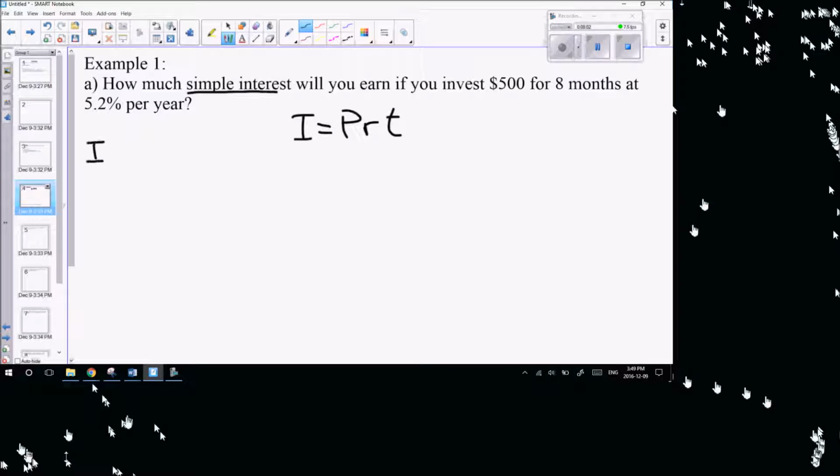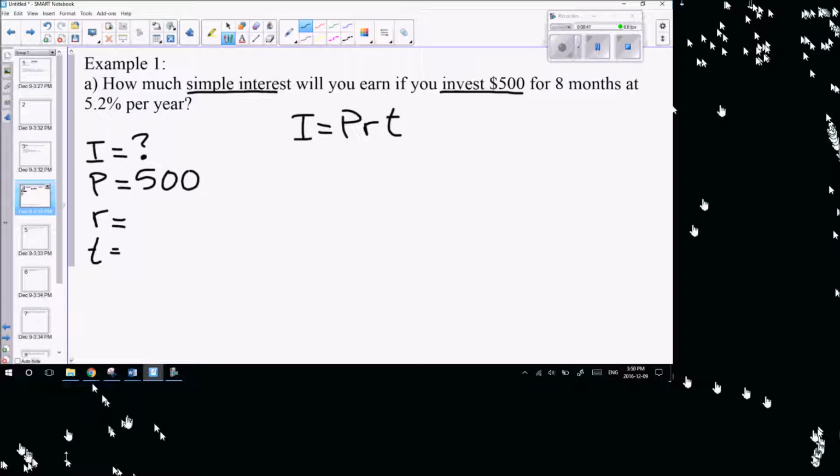So let's list out our variables as to what's given and what's unknown. So we know what we're trying to solve for and what pieces of information they give us. So it's asking us how much simple interest will you earn. That's asking us how much interest we get, and that's in a dollar amount. So the I is the part of the equation that we're solving for. Then it tells us if you invest $500. So it tells us how much we're investing. That's our principal or our starting amount. So that's our P value.